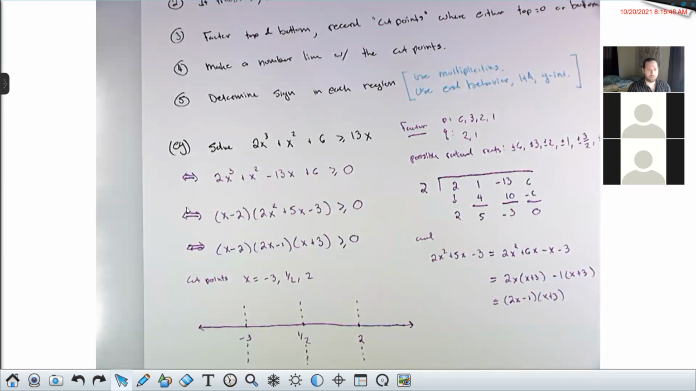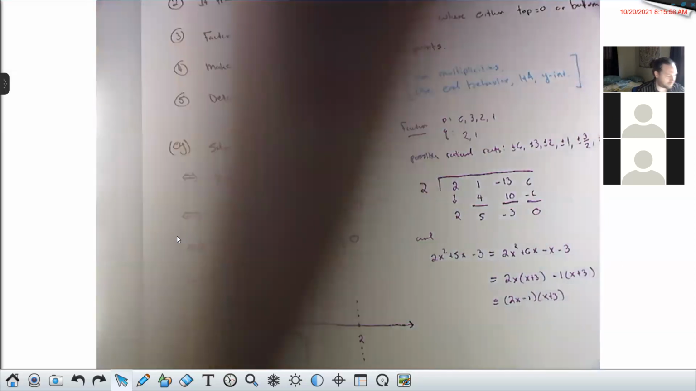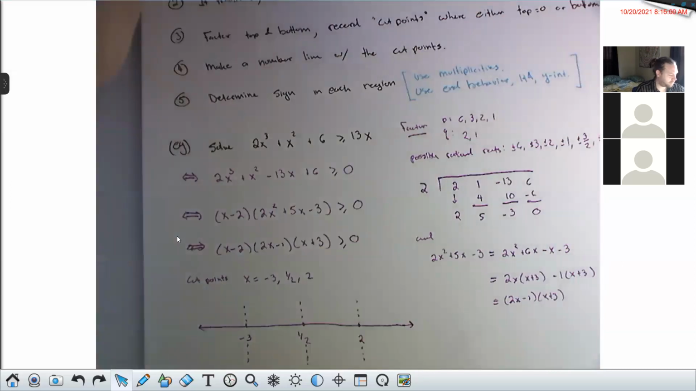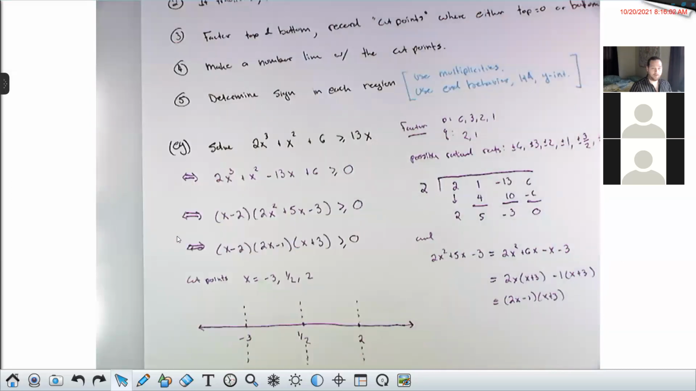And you could plug in a point from each of those regions to check whether this inequality is true or not in those regions. But that takes a lot of time, and we don't want to do that. It would be really nice if we had some way to do this faster. And the good news is that now that we've studied polynomials and rational functions, we do know how to do this faster. Can anybody tell me the sign of this function?